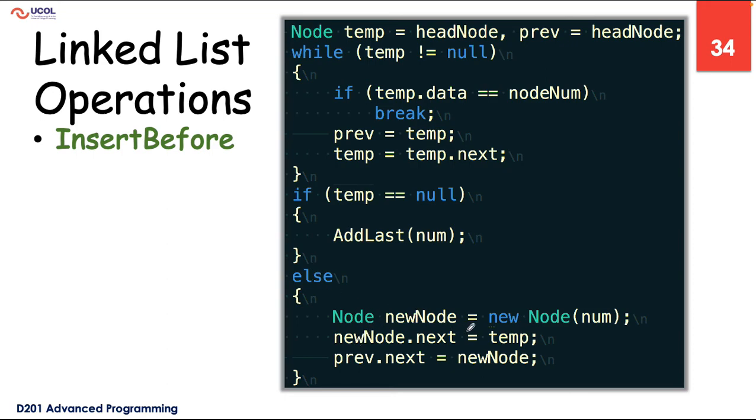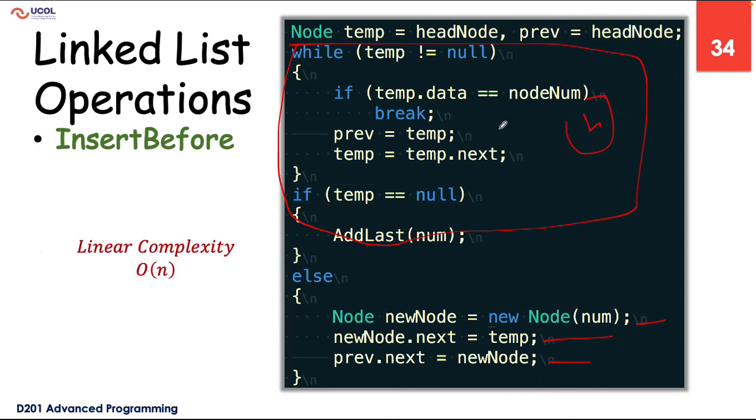Otherwise, we create a new node and then we say that new node dot next is equal to temp. Yeah, that's fine. But the previous dot next is equal to new node. So again, if you look at that, the complexity is based on that particular loop, and that loop is based on the n. So the time complexity again becomes O(n).